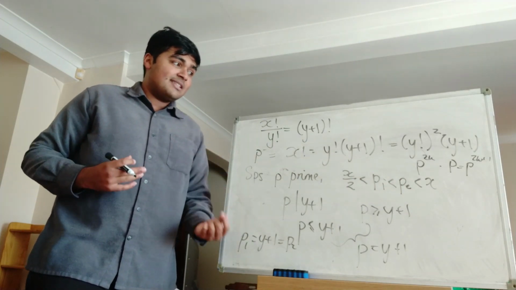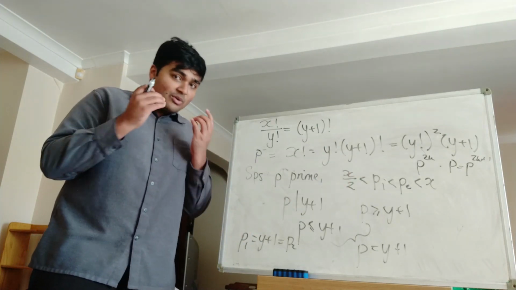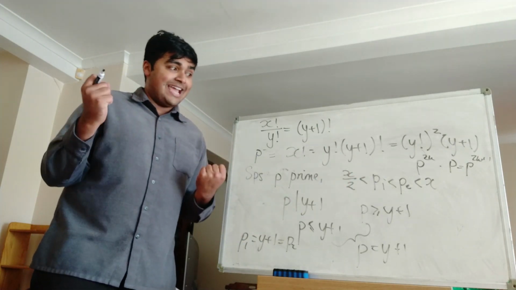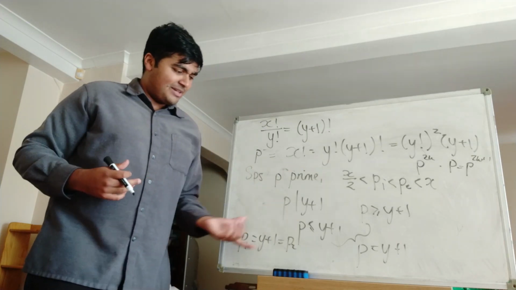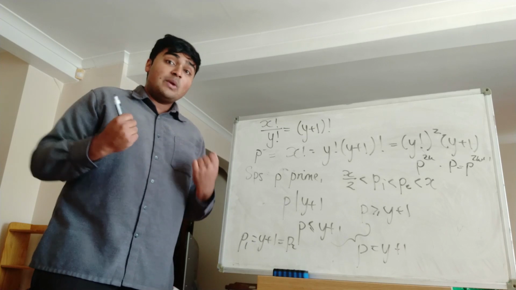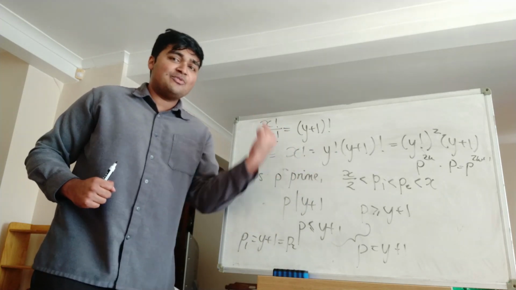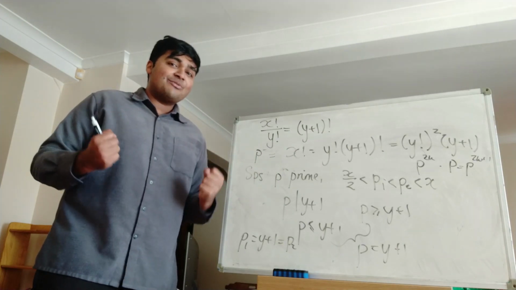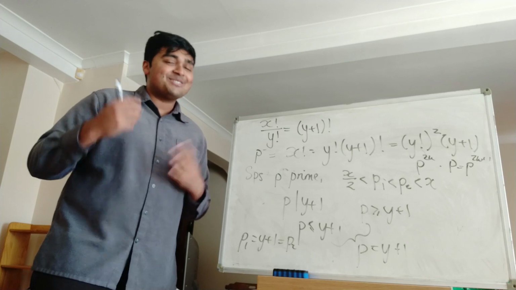So that tells us that we only really need to consider when there's only one prime between x over 2 and x. Because if there is more than one prime, we're not going to be able to satisfy this. We're going to have a contradiction. So we only need to consider the cases where there's only one prime between x over 2 and x. And for that, we're going to use Bertrand's postulate.